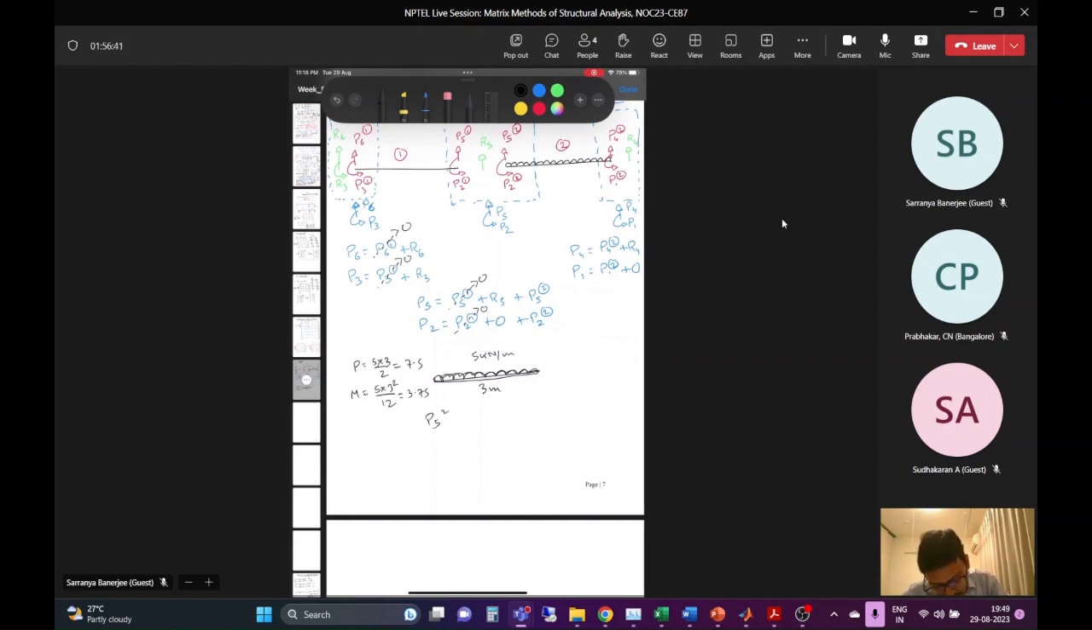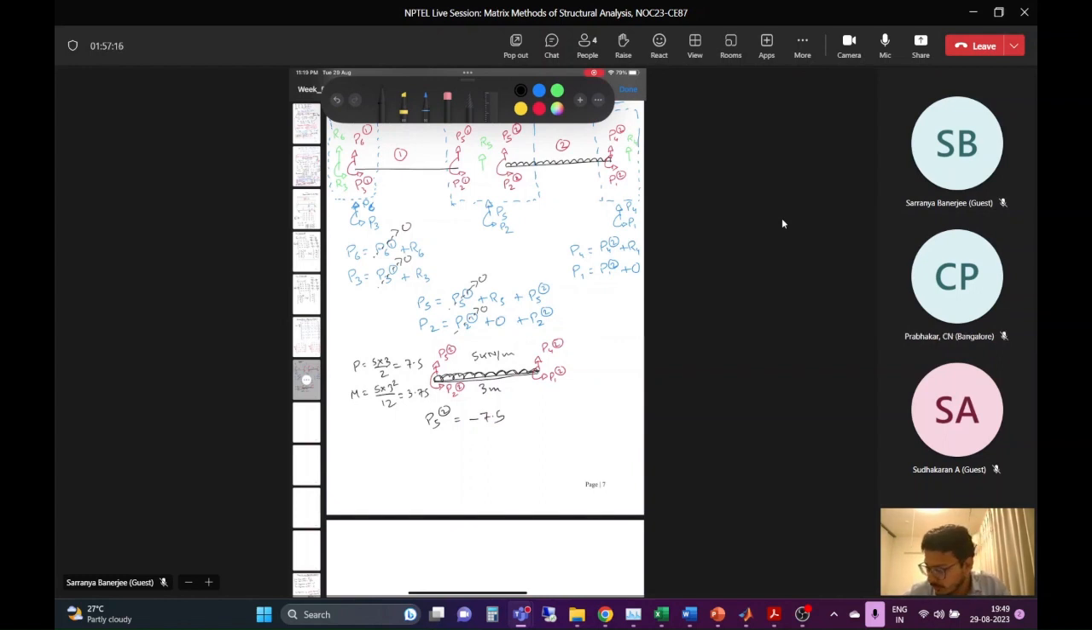P5 of 2 is actually this one. Which color? This is P5 by 2. This is P2 of 2. This is P4 of 2. This is P1 of 2. Okay, so now P5 of 2 would be how much? It will be minus 7.5. Exactly, minus 7.5.